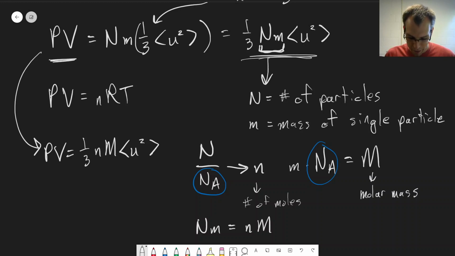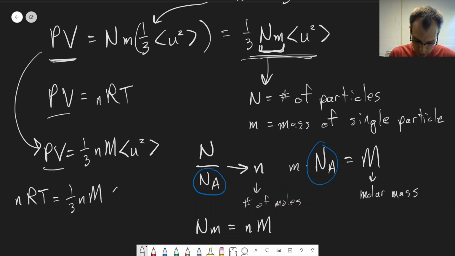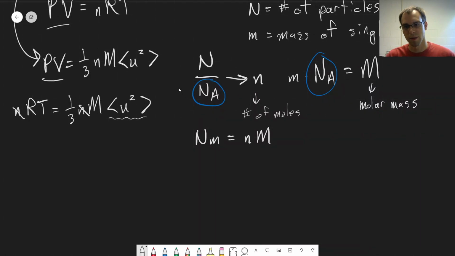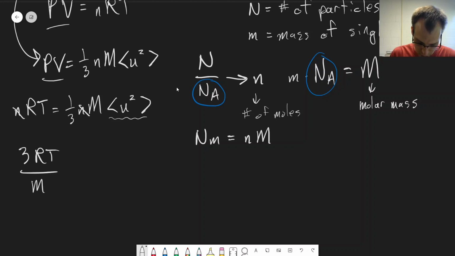Okay, so now we have n's here, right? So we can say, we know this is equal to PV, this is equal to PV. We can set these equal to each other. nRT is equal to 1/3 n big M average of u squared. And now we can see the n's are going to cancel out, and we can solve for the average of the square of the speed. All right, so we're going to multiply by 3. So we'll get 3RT divided by big M is equal to the average value of u squared.